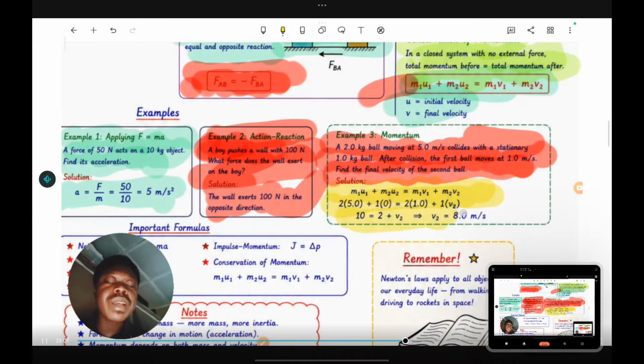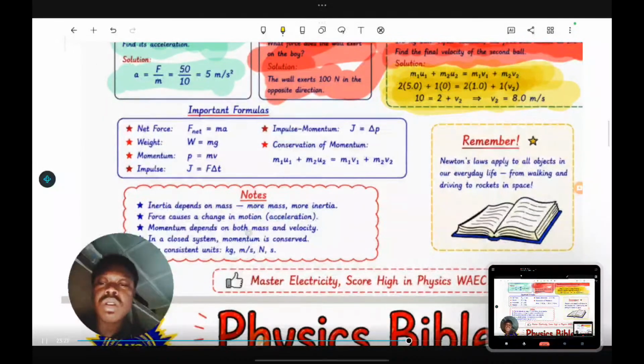You should know how to make one of the parameters the subject of the formula. Sometimes one of the things that kills students or makes students fail is how to make a particular parameter the subject of the formula. So take note of all these particular aspects and what you need to do in order to get the correct answers. So inertia depends on mass. More mass, more inertia. So as mass increases, inertia will increase. OBJ questions can come from this place.